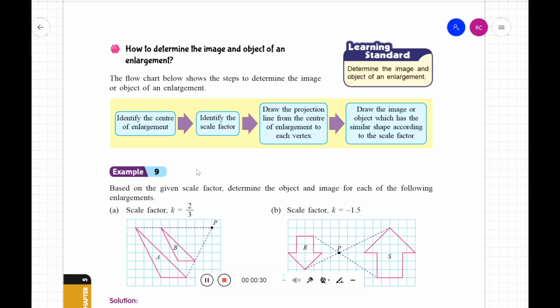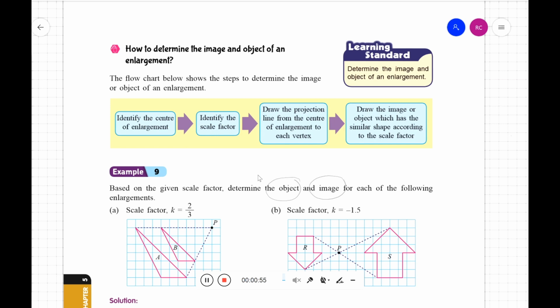So the first 2 things are the same as over here. You have to identify the center of enlargement and also the scale factor, just like how you learned to describe the enlargement. Now we look at example 9 given over here. Based on the given scale factor, determine the object and image for each of the following enlargements. So we need to determine the object and also the image for the given enlargement.